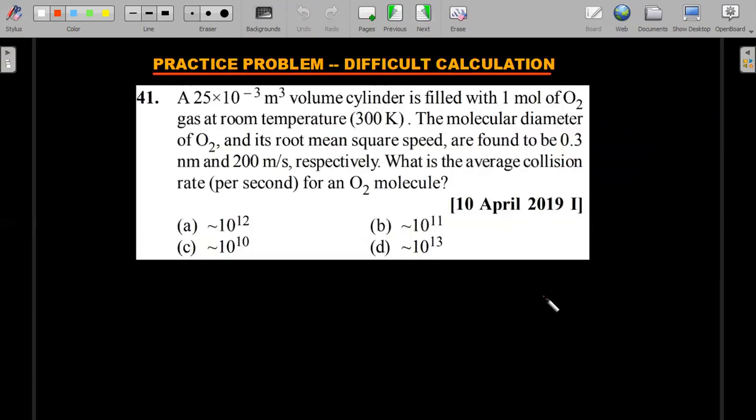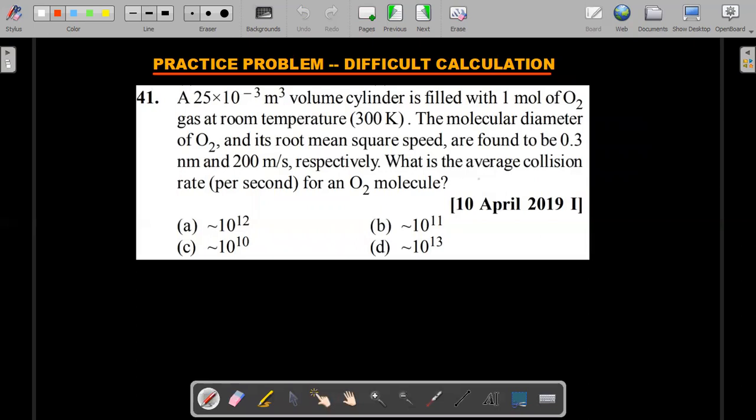Let's move forward. A practice problem, a slightly difficult calculation with the average collision rate per second, or the average collision time. The rate means per second, that means 1 by tau that he's talking about. So always look at the question, read the thing properly. The same word has been used as the collisional frequency in that NCERT example that I have just now discussed 5 slides back. So try this one out.